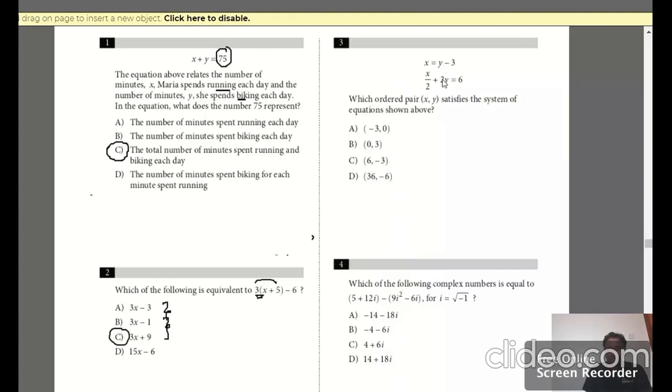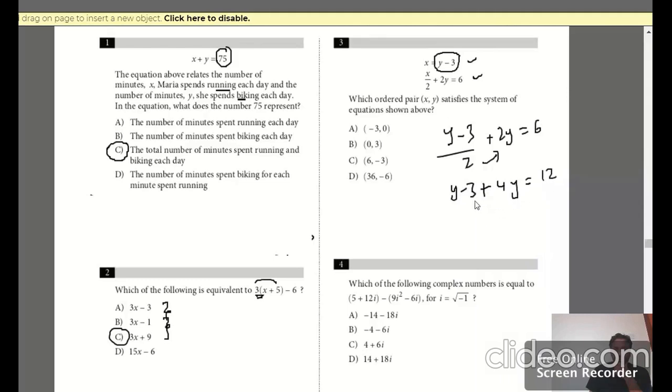Now question number 3, you've got simultaneous equations in two variables, x in terms of y, whereas the other one is x and y together. So we'll substitute this value x = y minus 3 in the second one, so that our answer would be done quickly. We need to check the pair which satisfies the system of equations. Just multiply it with 2, you get y minus 3 plus 4y equals 12, 5y equals 15, y equals 15 by 5, which is 3.